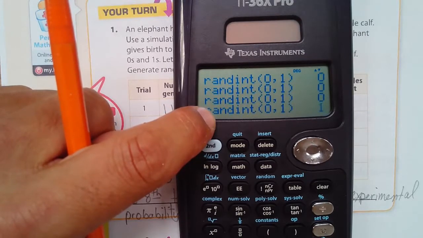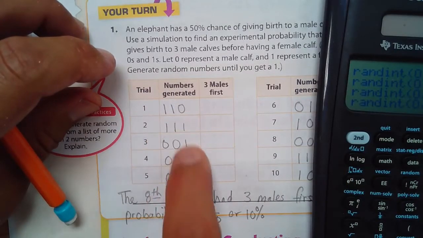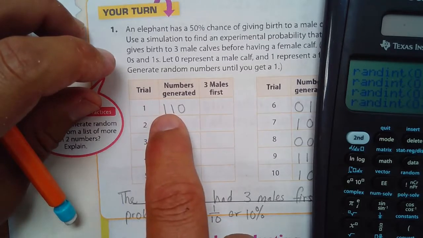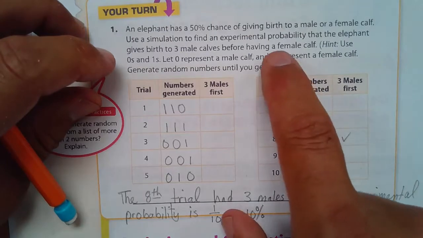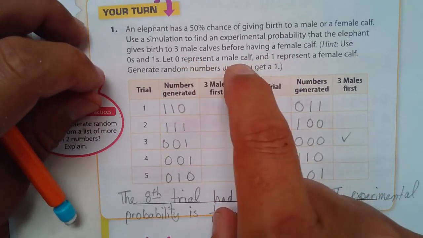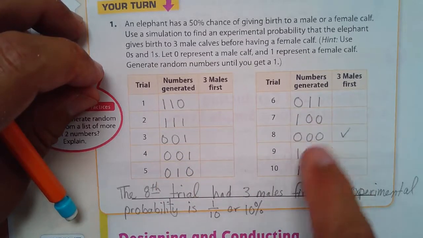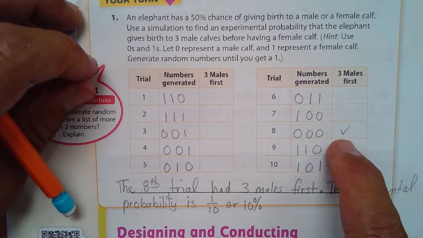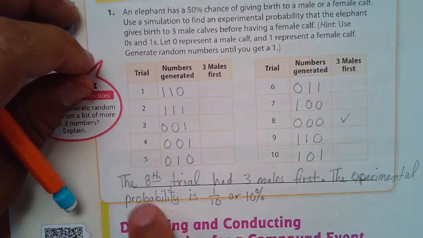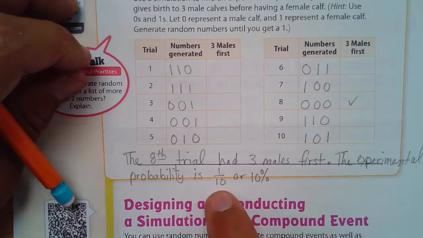And so I did that, and I generated random numbers, and I recorded all of them. So 3 males first, nope, didn't happen because I would have to get 0, 0, 0, because 0 represents a male. I didn't get it there. Nope. I got it on, strange, the 8th try, just as they did in the example. It happened one time out of 10. So the A trial had 3 males first, and the experimental probability is 1 out of 10, or 10%.